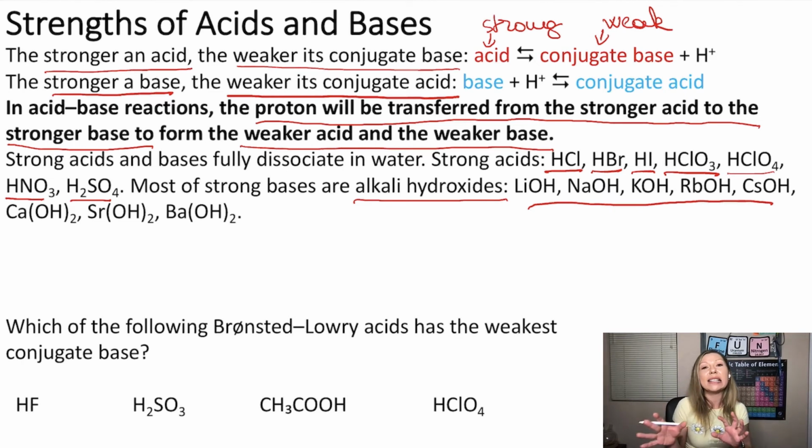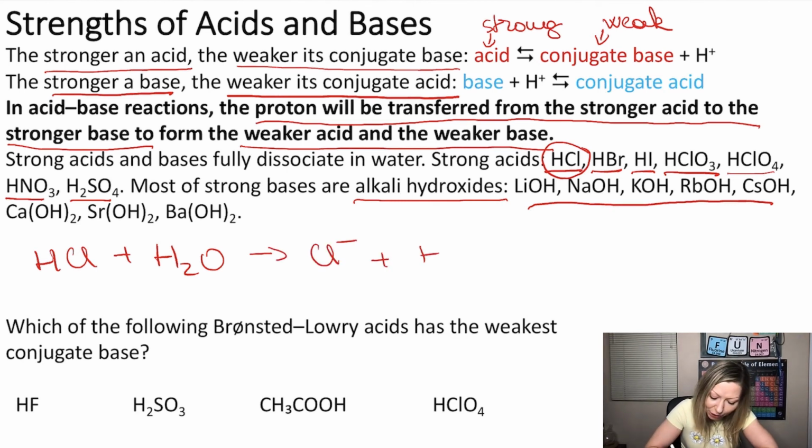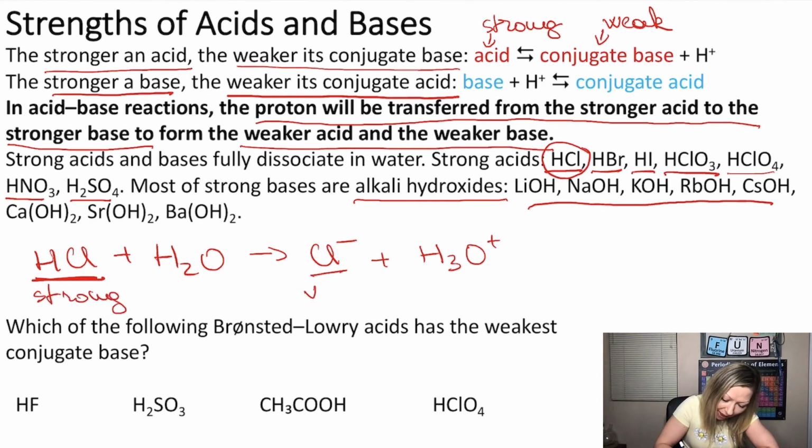So let's take a look at an example reaction. So let's pick a strong acid. I like hydrochloric acid or HCl. And this is going to react, let's say, with water. So here we are going to form the Cl- ion and the hydronium ion H3O+. So we have a strong acid that is going to form a very weak conjugate base.